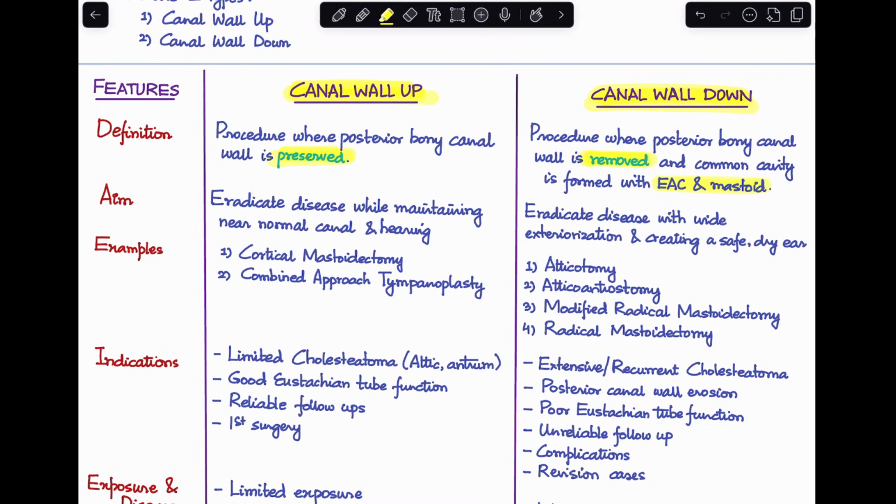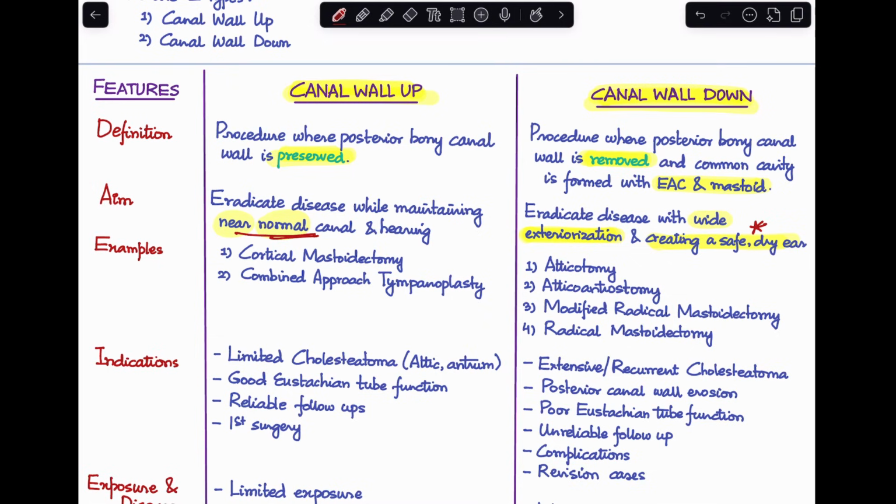Now, what is the aim of performing these two surgeries? So, the aim of canal wall up is to eradicate the disease, but at the same time, try to maintain a near normal canal and hearing mechanism. Whereas for canal wall down, we are not trying to maintain a near normal canal anatomy. Here, our main aim would be to eradicate disease with wide exteriorization so as to be able to create a safe and a dry ear. That is our main priority over here. Whereas in canal wall up, one of the aims that we are keeping in mind is to not disrupt the normal anatomy of the canal.